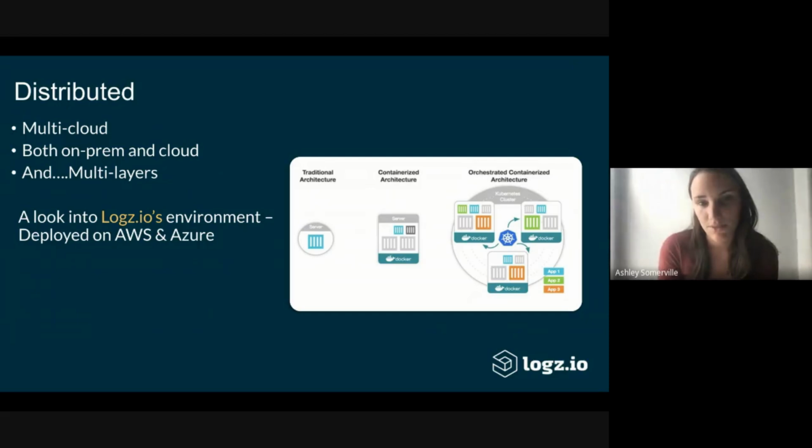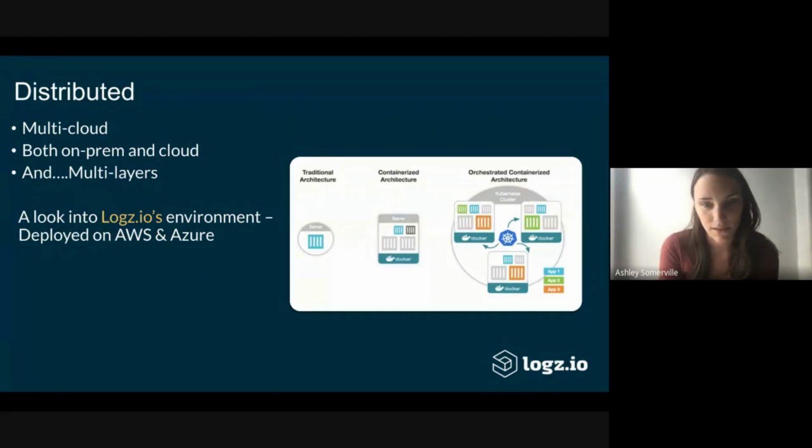A look at this image we have here. So we have the traditional architecture, which I'm sure everyone's familiar with, a monolithic system. When this was the normal architecture for the industry, it was easy to troubleshoot problems. You SSH'd into the server, you read the logs, you saw what the problem was, and everything was great.